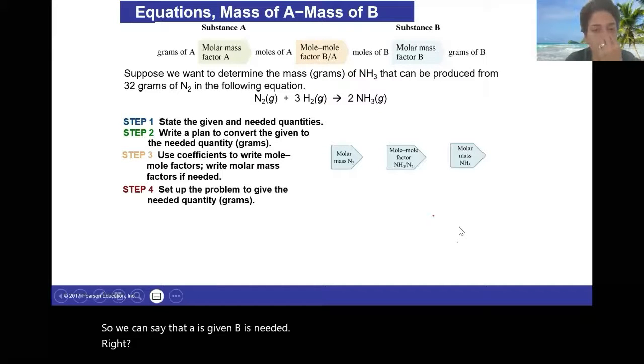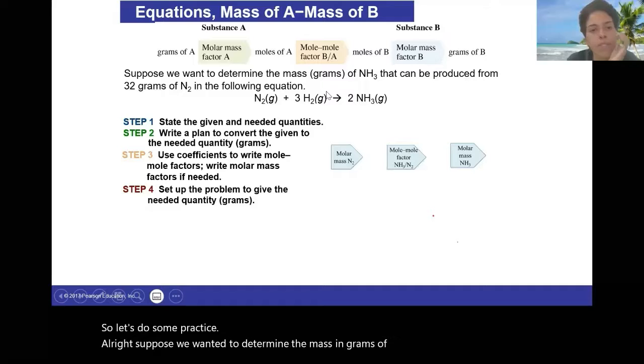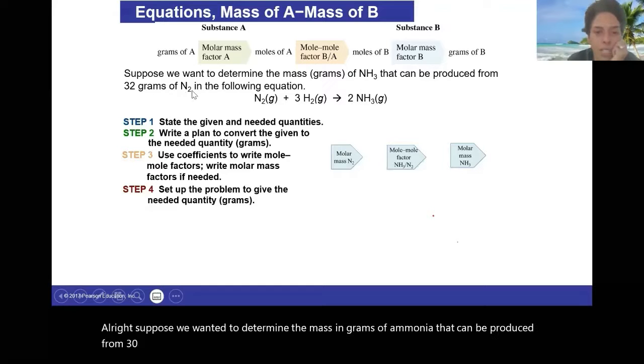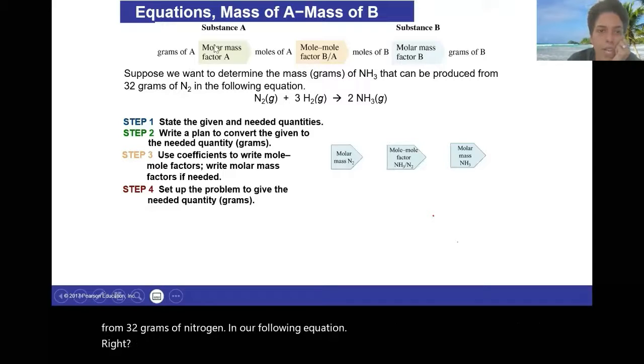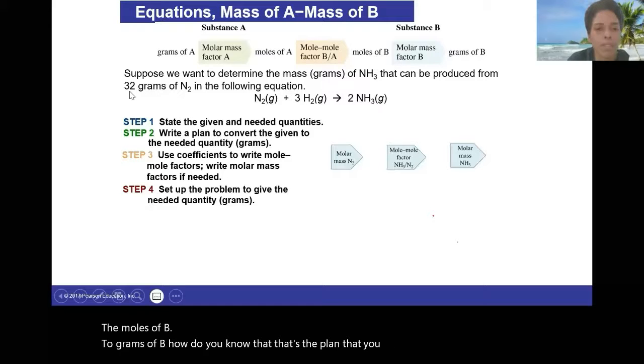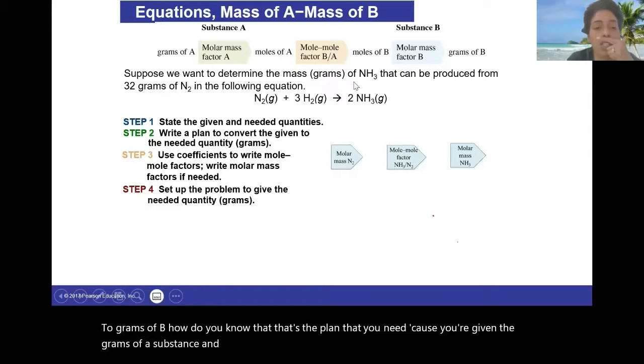So let's do some practice. Suppose we wanted to determine the mass in grams of ammonia that can be produced from 32 grams of nitrogen in our following equation. So here's our plan. We're going from the grams of A to the moles of A to the moles of B to grams of B. How do you know that's the plan you need? Because you're given the grams of a substance and you're told that you need the grams of another substance, right?